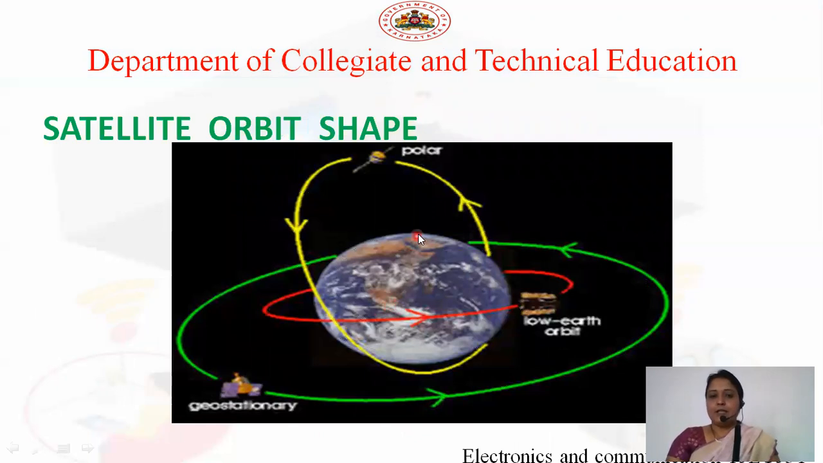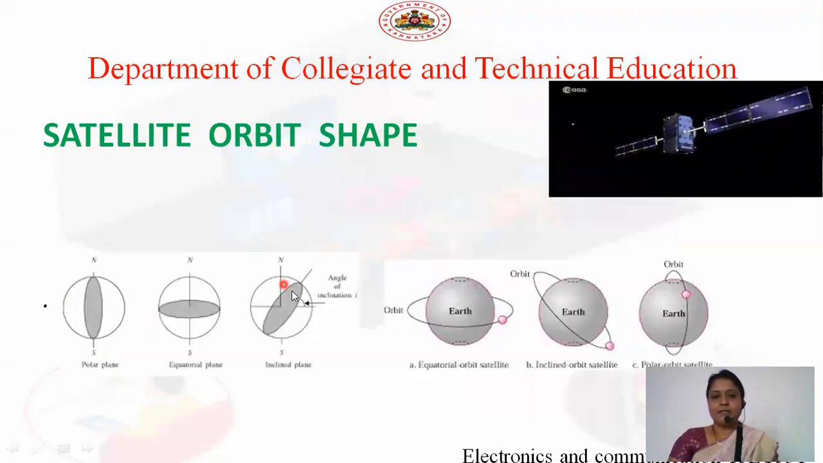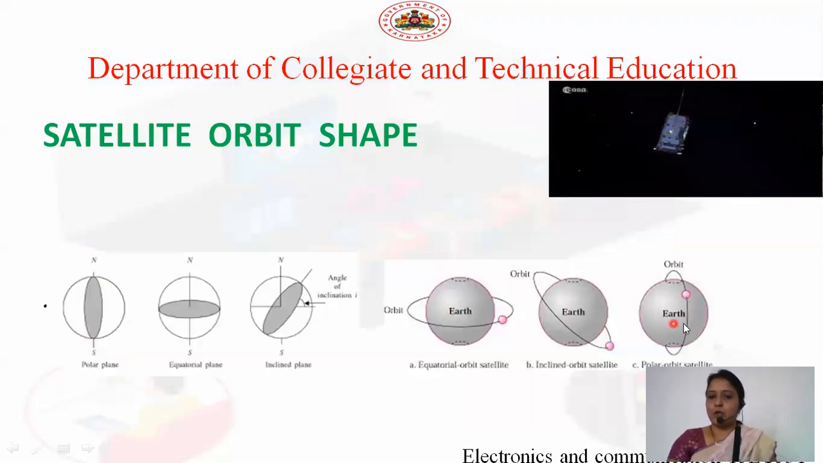Now these are the satellite orbit shapes. This is the polar, this is the equatorial, this is the low Earth orbit, and this is the geostationary. We will study that one later. What is the geostationary orbit? Again, these are some pictures which show the satellite orbits.